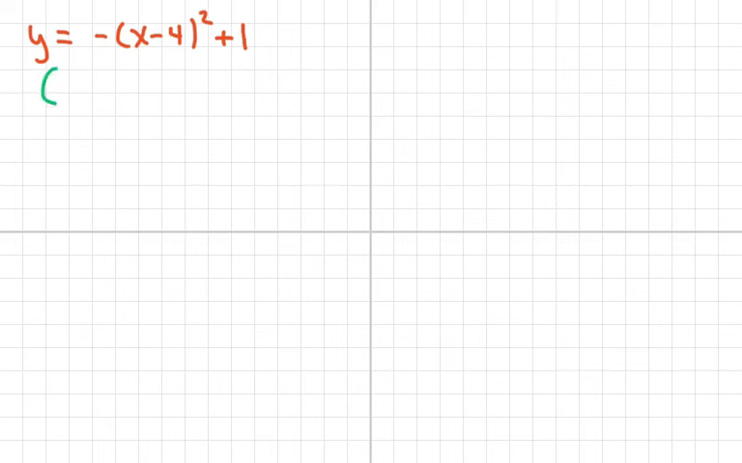Okay, the next one opens down. Our vertex is 4, 1. So that's your vertex. 4, 1, 2, 3, 4, 1. It's going to open down. And then my axis of symmetry is x equals 4. We're just taking the h component here.